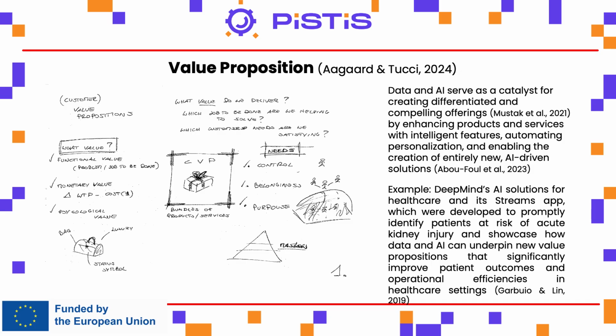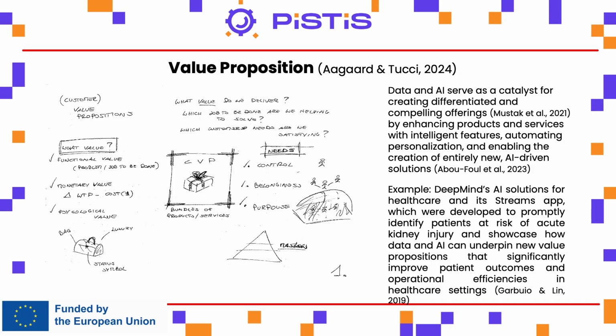service, and so forth. So here we can see that data and AI can serve as a catalyst for creating differentiated and compelling offerings by enhancing products and services with intelligent features, automating personalization, and enabling the creation of entirely new AI-driven solutions.